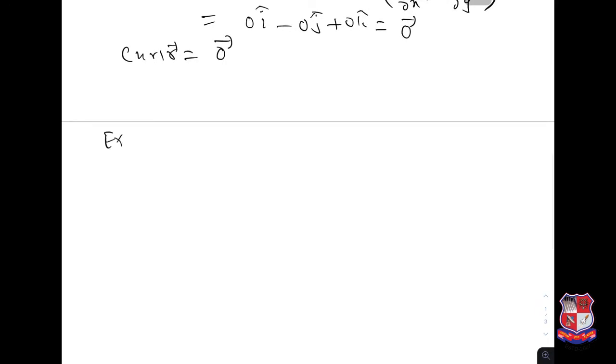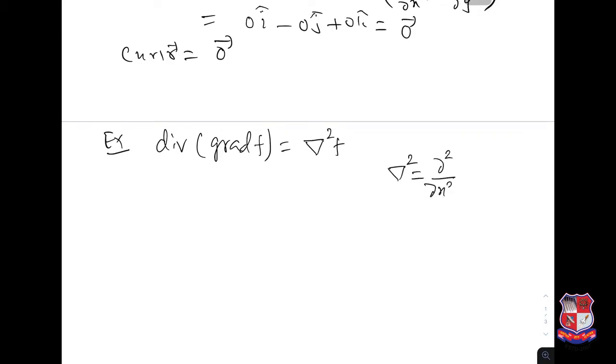Let us take one more example. Let us prove that divergence of gradient of f is del square f. See, this del square operator is del square by del x square plus del square by del y square plus del square by del z square. That is del square operator. It is also called a Laplacian operator.